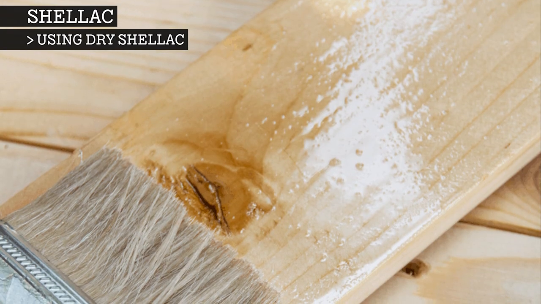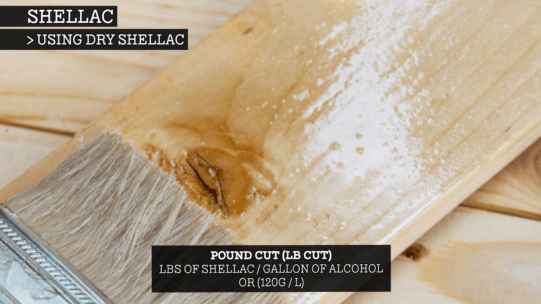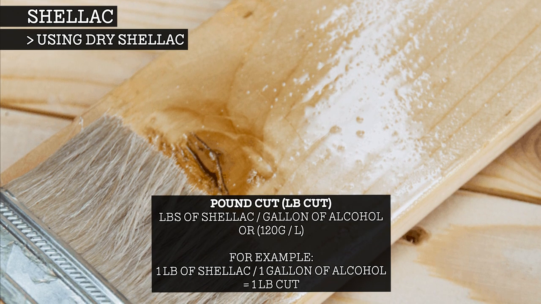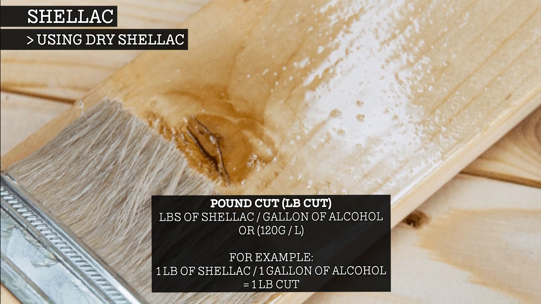The concentration or strength of liquid shellac is measured by the pound cut, which refers to the amount, in pounds, of shellac dissolved per gallon of alcohol. For example, 1 pound of shellac in 1 gallon of alcohol is 1 pound cut.